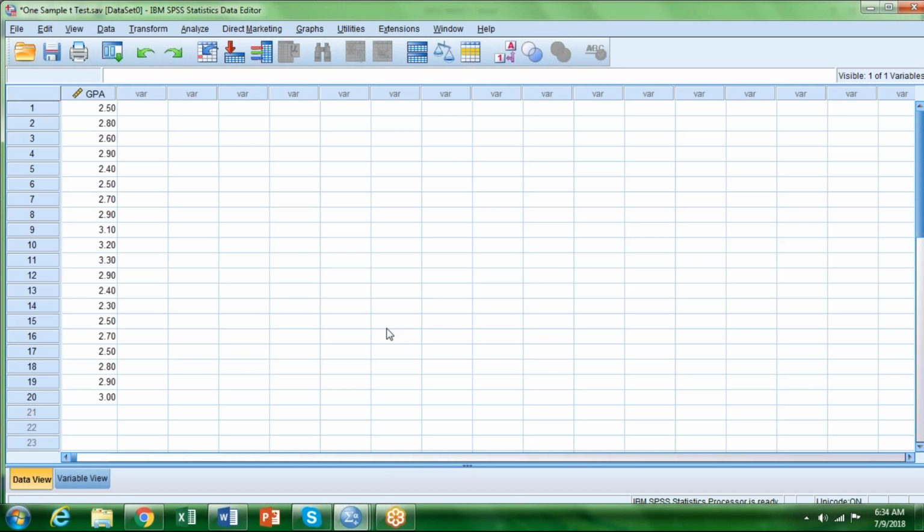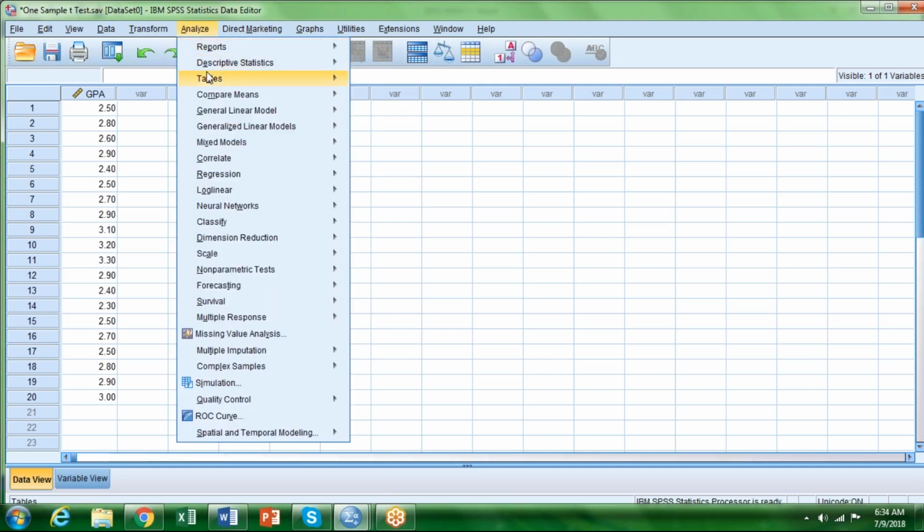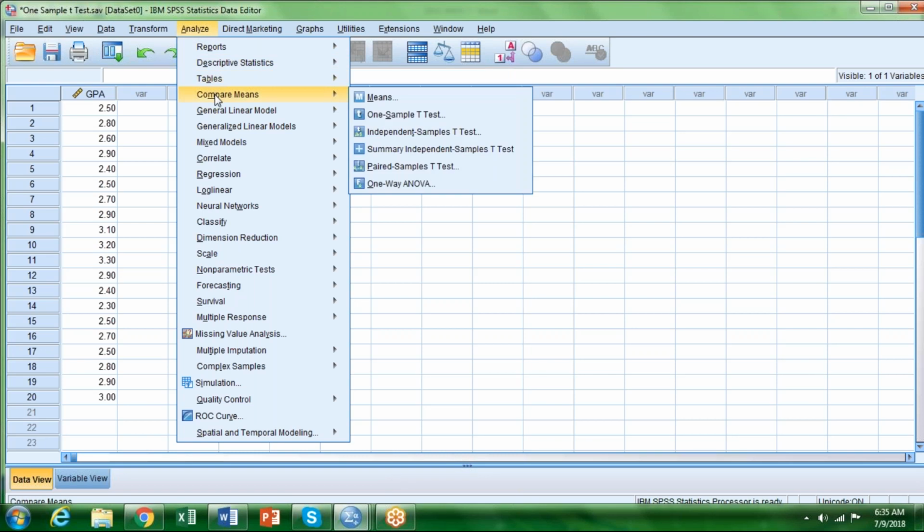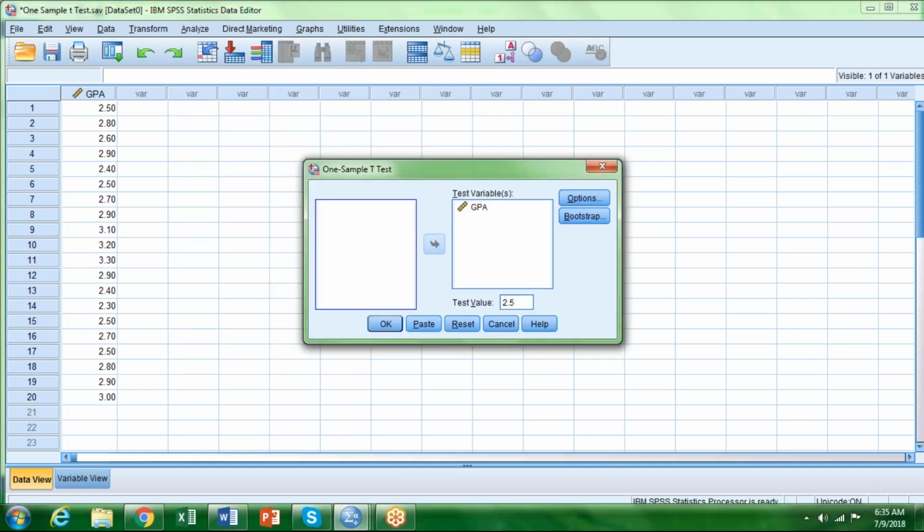And so then what do we need to do? Well, we're going to do a one sample t-test. And the way we do that, not so difficult now that we have our data entered, is go to Analyze, click Analyze, come down to Compare Means. And if you look there, you'll see you have means, one sample t-test, independent samples t-test, summary, paired samples t-test, and a one-way ANOVA. But today we're just doing the one samples t-test. So you can click on that, and your data will come up with GPA on the left-hand side.